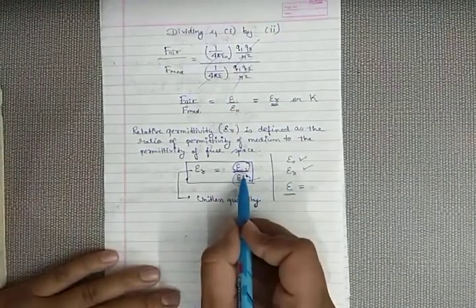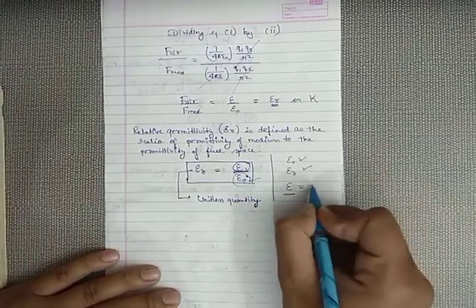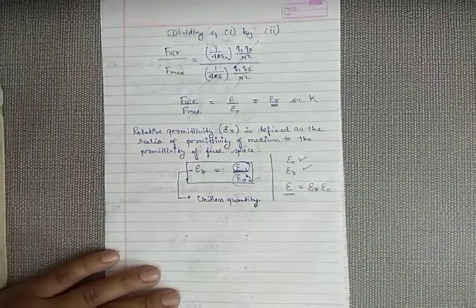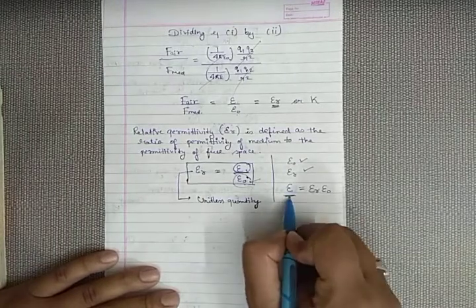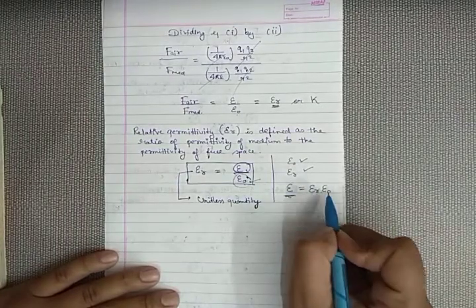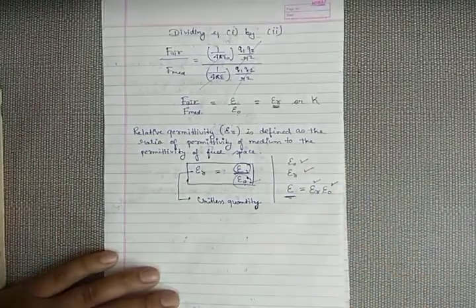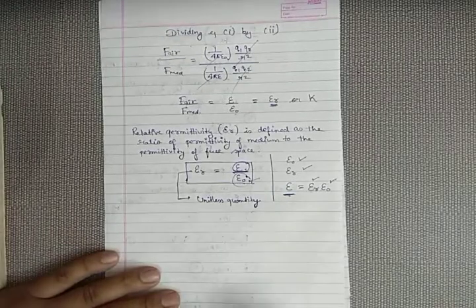So from this expression, whenever there is a requirement of epsilon, you use the formula epsilon r into epsilon naught. In any question, if we require the value of epsilon, then we replace this epsilon with epsilon r into epsilon naught. This value is known to us and this value is given by the examiner, so we can easily find out the value of epsilon.